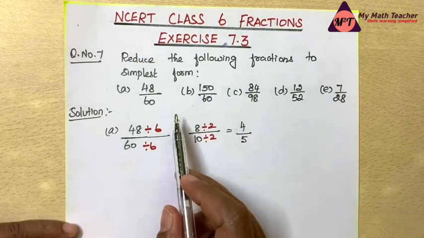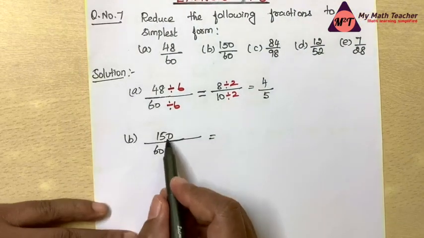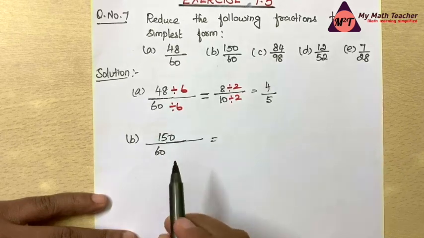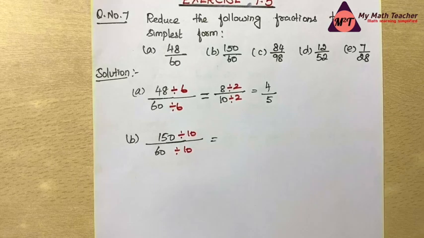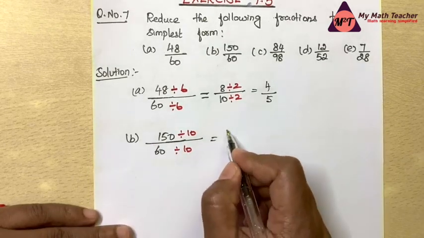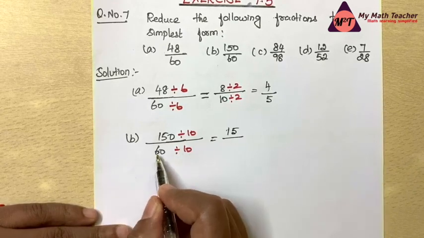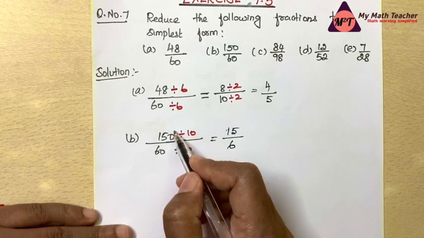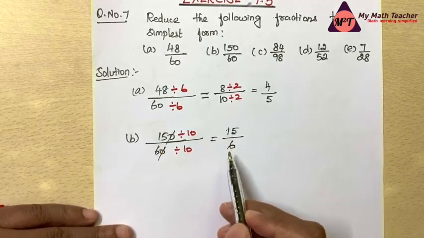This is how you have to do the rest of the problems. Second subdivision, 150 divided by 60. When you have 0 in the ones place, then it's very simple. You can divide it by 10. Okay. What will be the answer? 150 divided by 10 is 15, and 60 divided by 10, how many tens will be there in 60? There will be 6. Okay. Now simply you can cancel the 0 and the 0. 15 divided by 6 will be the answer.